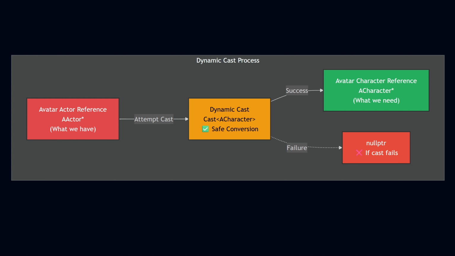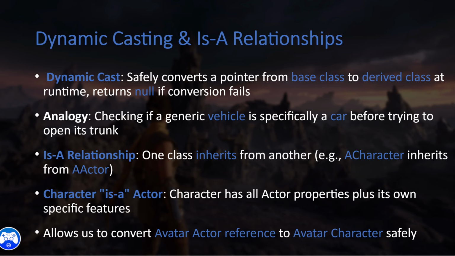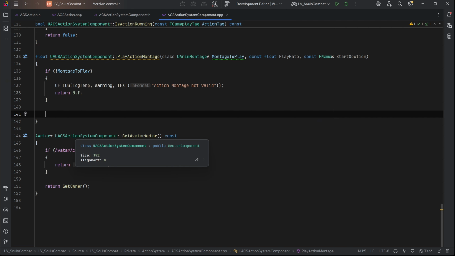A dynamic cast safely converts a pointer from a base class to a derived class at runtime, returning null pointer if the conversion fails. It's like checking if a generic vehicle is specifically a car before trying to open its trunk. In our case, an A character is a child of A actor. So that means a character has what is known as an is a relationship with an actor. An is a relationship simply means that one class inherits from another. So a character inherits from an actor. A character is a actor. So that means we can use our avatar actor reference to cast to the avatar character.